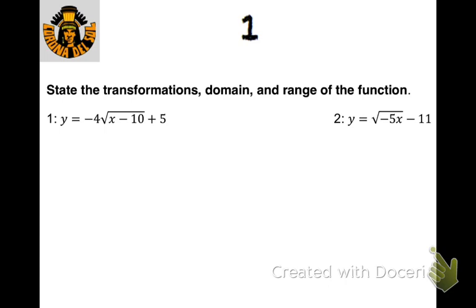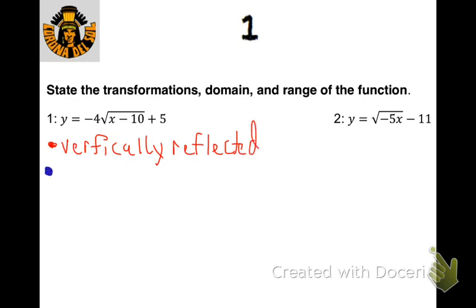So the negative sign in front, that will vertically reflect it. So vertically reflected. And then the 4 on the outside like that, that's vertically stretched because it's bigger than 1.